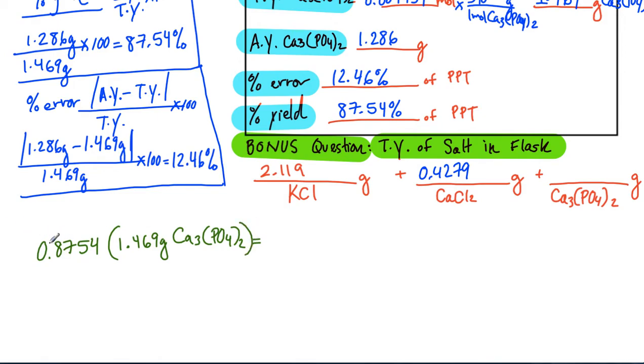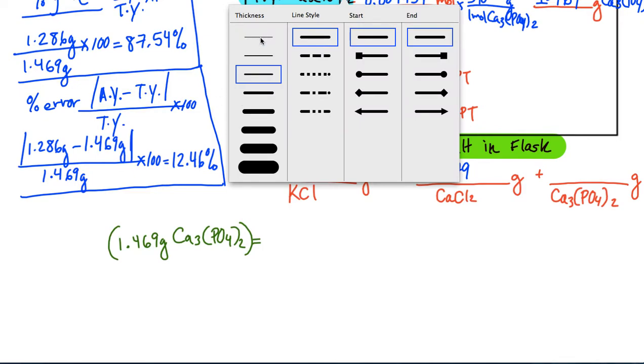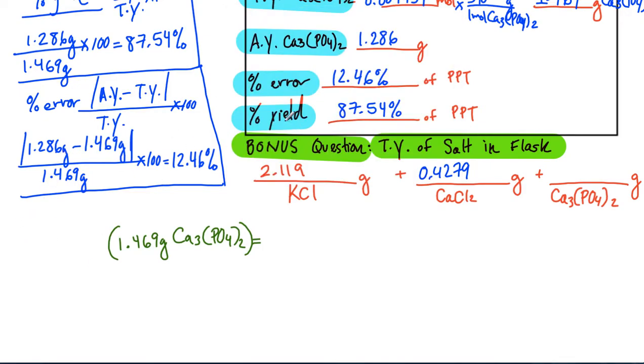And you know what I have to do? I apologize. I have to do 100 minus this. Let me erase that really quick. So 100 minus 0.8754. So it's just 1 minus 0.8754. And what this will equal then is about 12.46%. So 12.46% of our theoretical yield never made it through. It was our error. This is how much we lost, how much went into the flask.